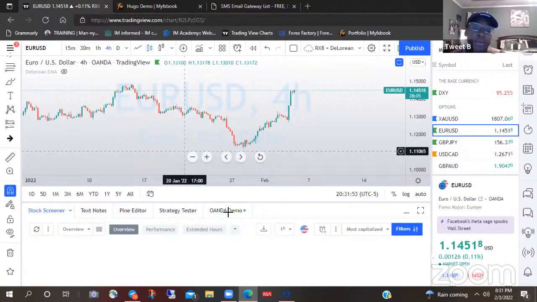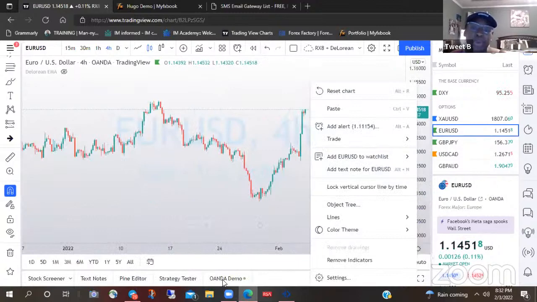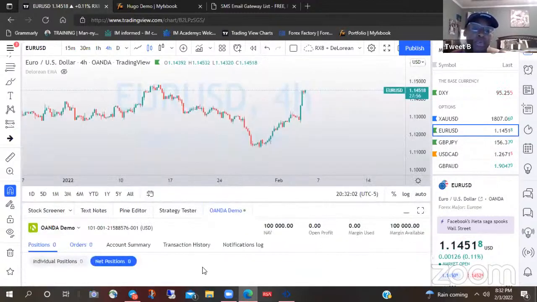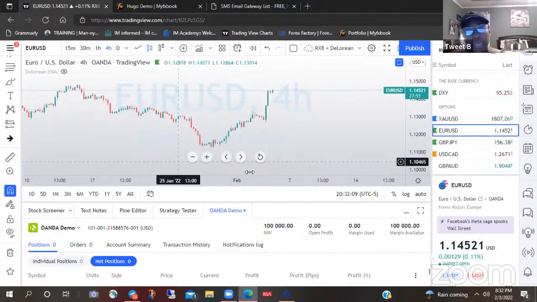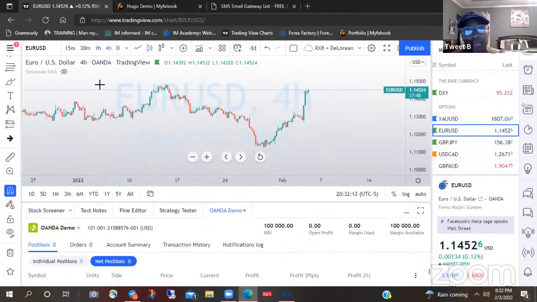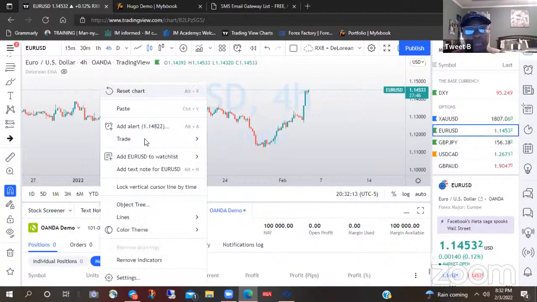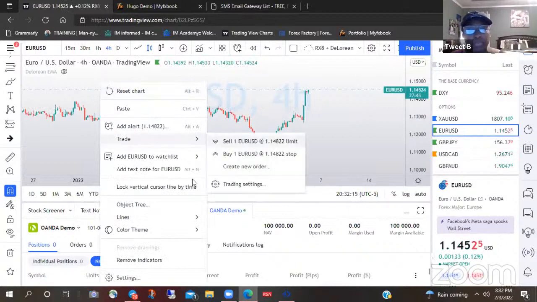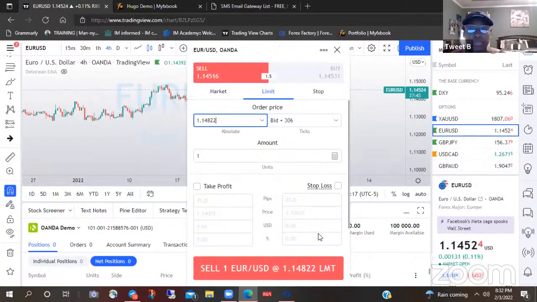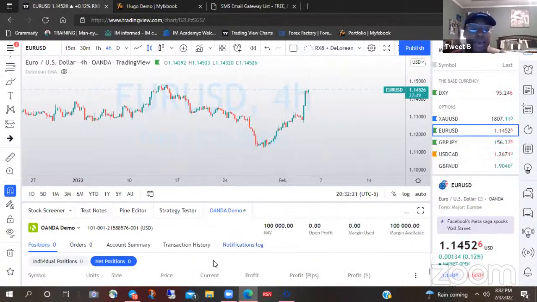It's supposed to be down here. Hold on, guys. I gotta find it. It allows for you to actually do paper trading. And I don't see the button. I think it's doing it because I have my OANDA connected.